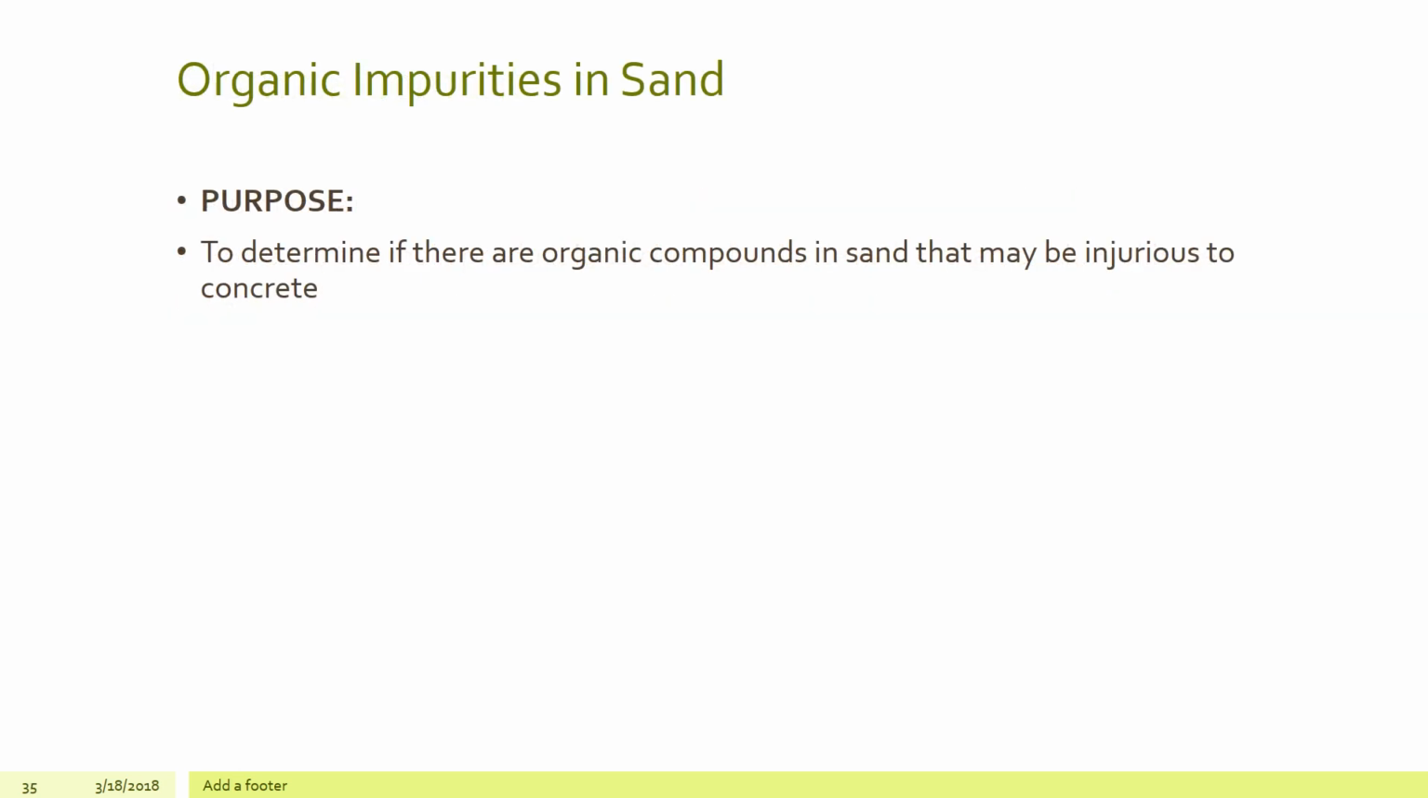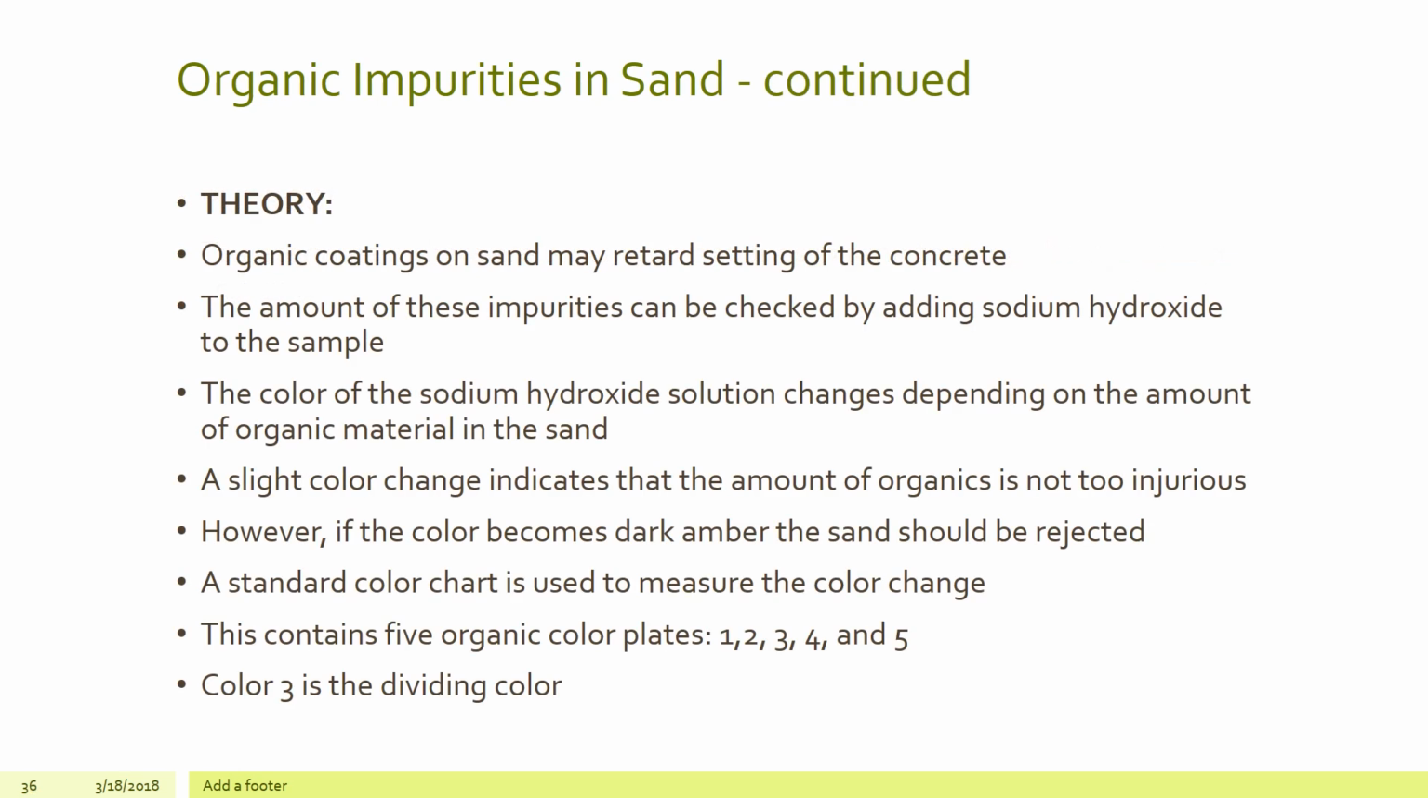Organic impurities in sand. Of course, the purpose is to determine if there are organic compounds in sand that may be injurious to the cement or the concrete itself. The theory is organic coatings on sand may retard setting of the concrete itself. The amount of these impurities can be checked by adding sodium hydroxide to the sample.